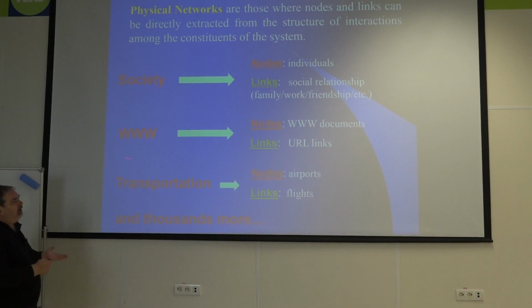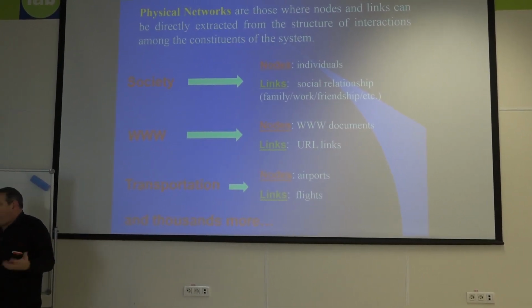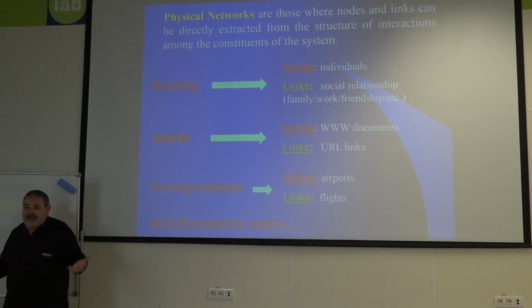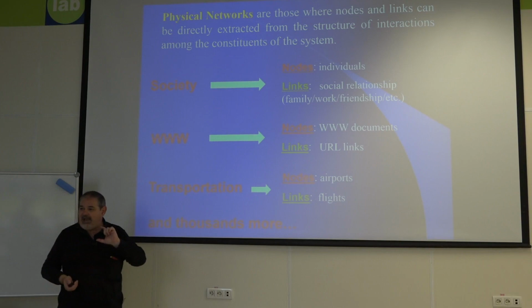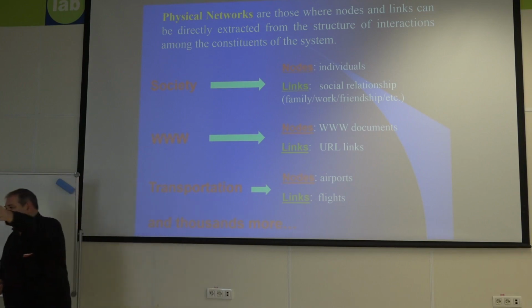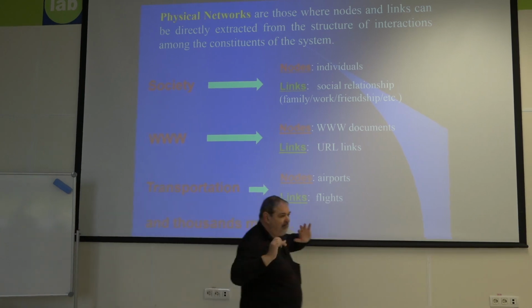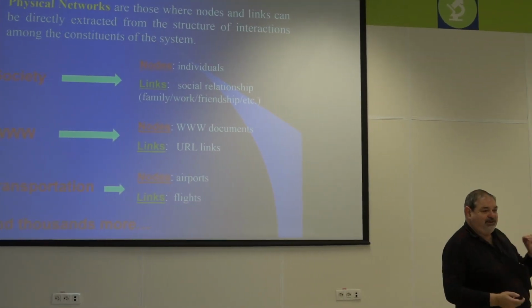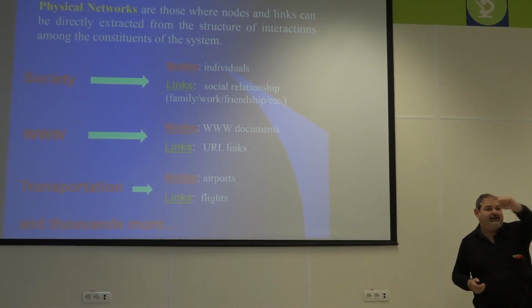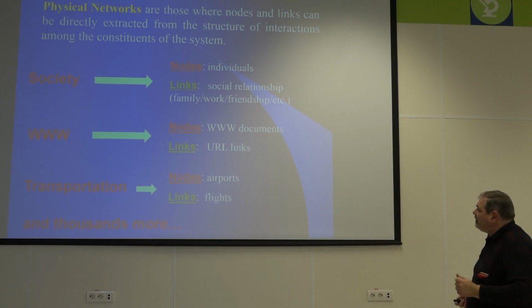Another very famous network is the www. The www is a big, huge physical network because units are web pages, and links are just the hyperlink from one web page to the next one. So I can take the entire www and map it into a gigantic network in which each node is a particular web page and each link is a direction from one web page to another.